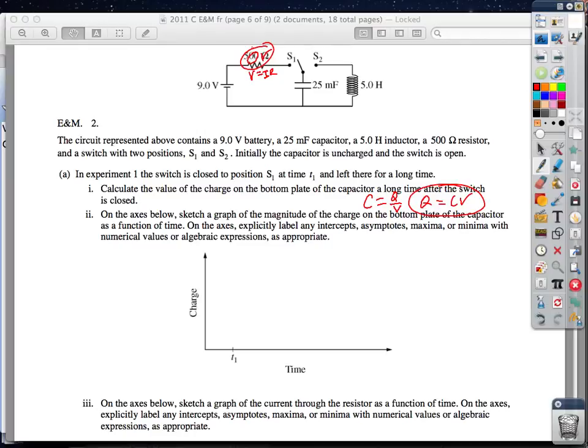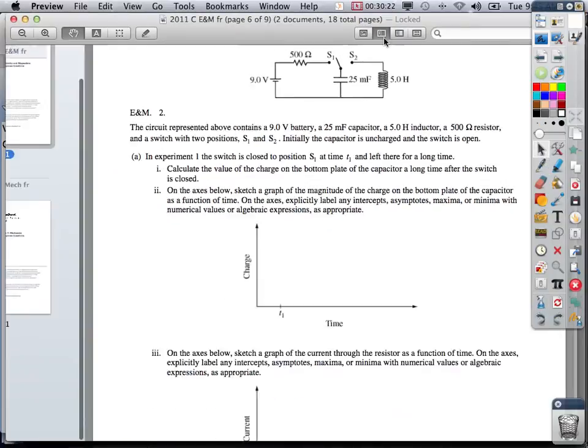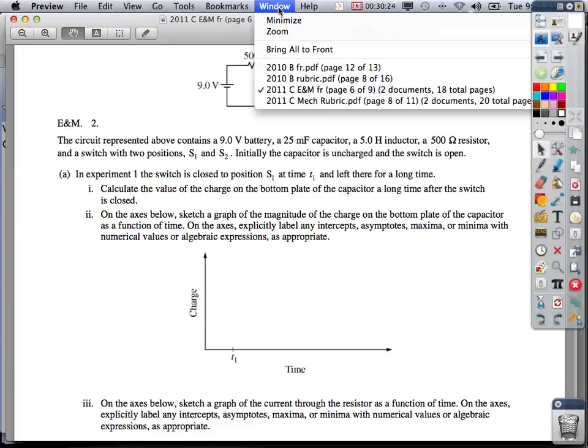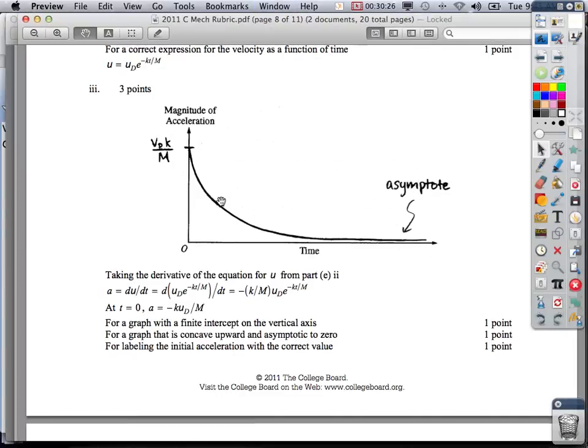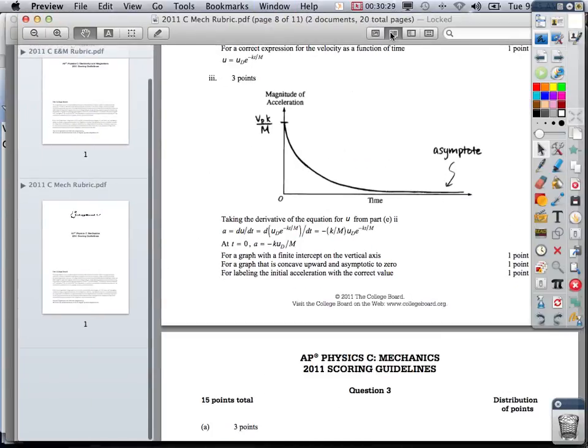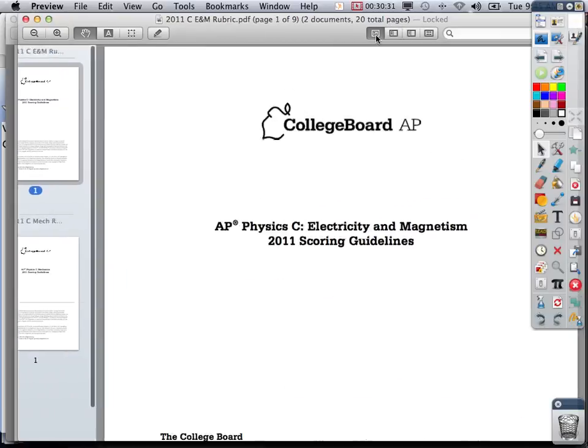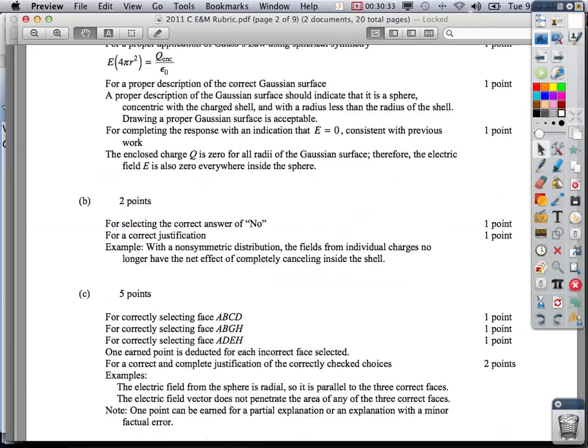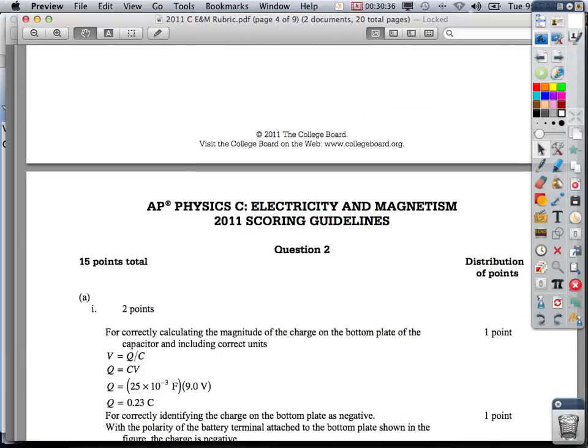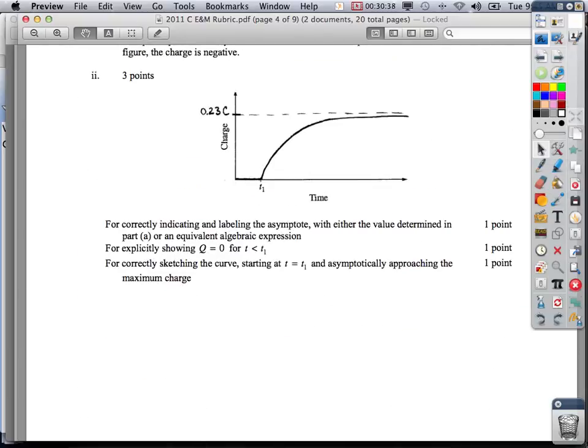Then I'll ask to sketch a graph of the magnitude of the charge on the bottom plate as a function of time, on the axes explicitly labeling intercepts. So the charge on the plate should be a function of the current, and we know the current changes exponentially, right? It decreases. So that should allow us to get something similar to the graph that we just did. Yeah, so it goes up and approaches that.